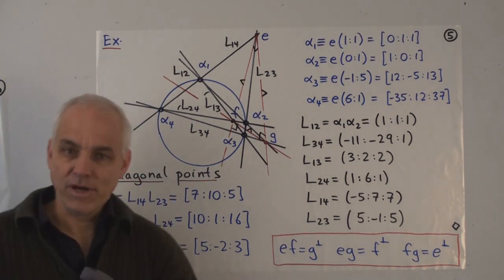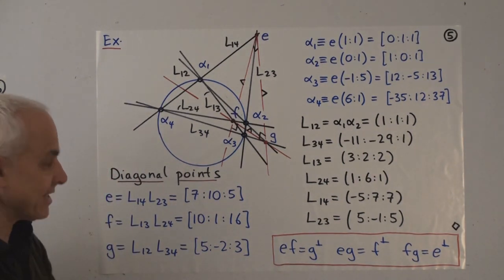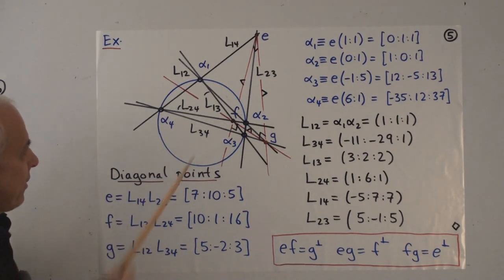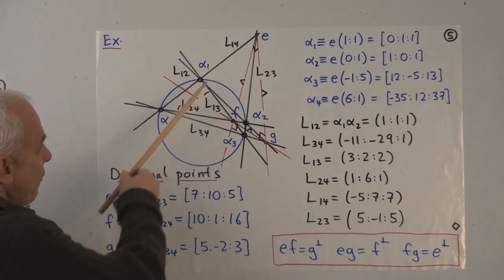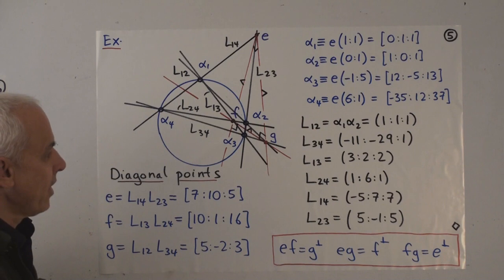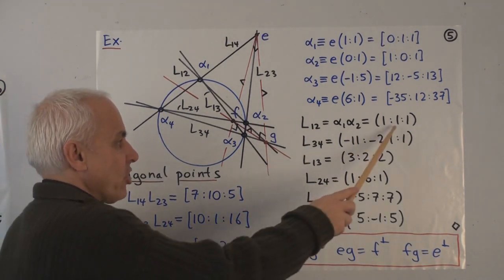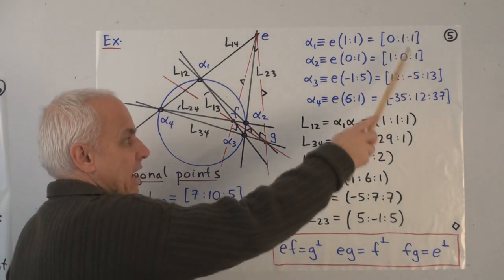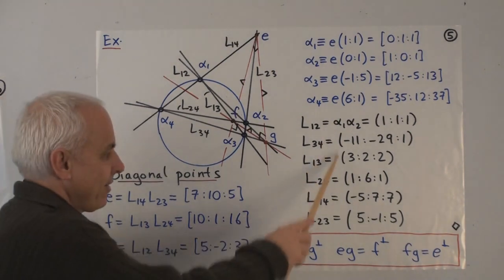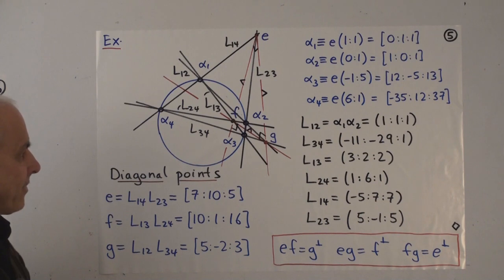Alright, these 4 null points form a quadrangle, and the quadrangle has altogether 6 lines joining these 4 points. There, for example, is the join of alpha 1 with alpha 4, so we'll call it L14, and so on. And the equations of these 6 lines are just determined by the j function applied to pairs of these 4 points. You can check those values for the lines.